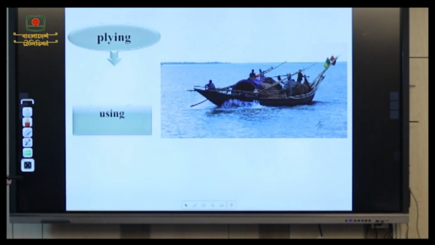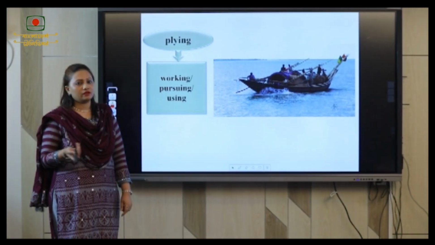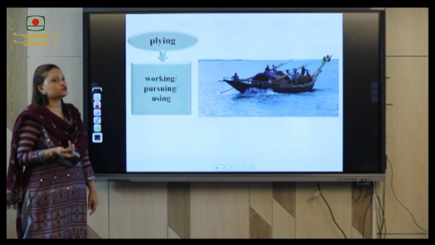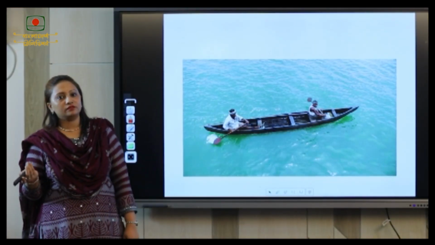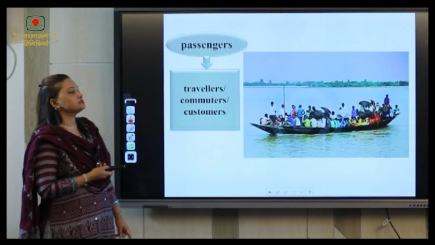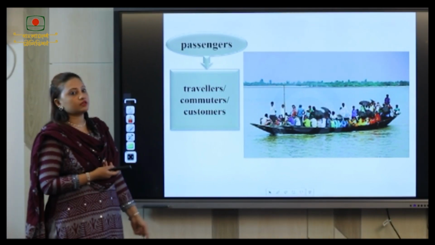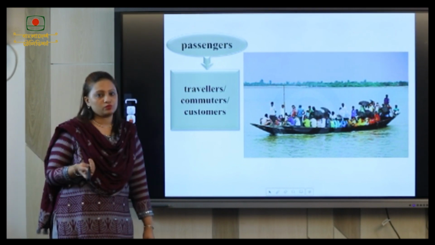And next is plying. This type of word you will get in many places in English. What is the meaning of plying? Working, pursuing, using. So everyone is highlighting the hard words, right? In your book, it's page number 42. What is the meaning of passengers? Travelers, commuters, customers. If you can, write down the meanings as well.